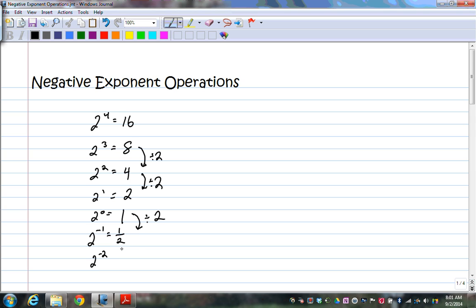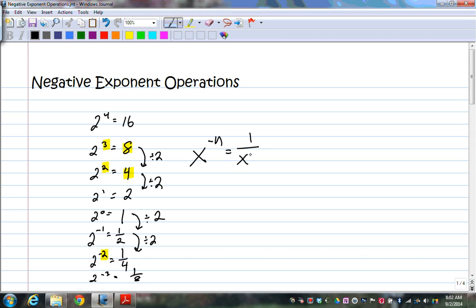And then if you went 2 to the negative 2, what is half, if you divide it by the base, of a half? It's 1/4. Do you see a pattern here? Look at this, and then this. So if I said the next one, 2 to the negative 3, what do you think that would be? Think about it for a second. Use this as your clue. It would be 1/8.